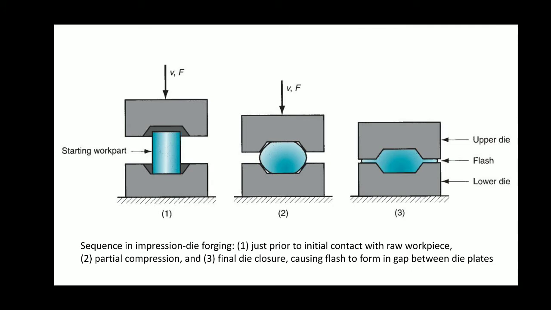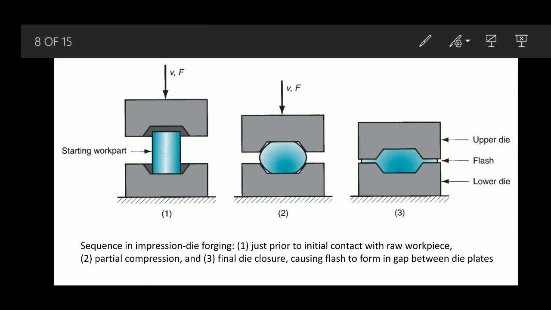Similarly, this particular figure shows the different sequence in impression die forging. The first figure shows just prior to the initial contact with the raw material. Okay, we already have the shapes given to these dies. That means this particular portion should be filled up after the process is over, and that is going to give us the shape.